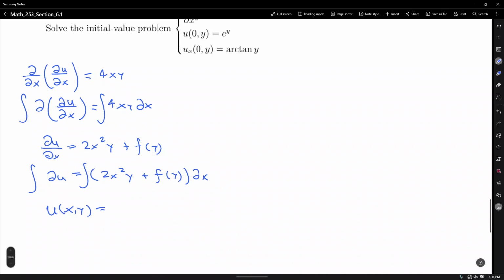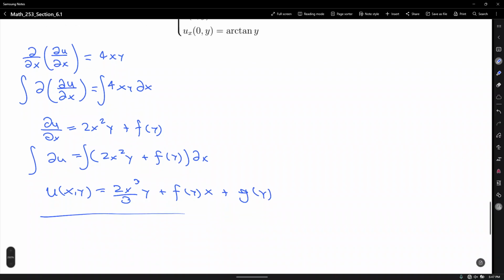So that is 2x cubed over 3 times y plus f of y times x plus some other constant that I'm going to call g of y, right? Another function of y. And guys, this is our general solution, right? This is just our general solution.